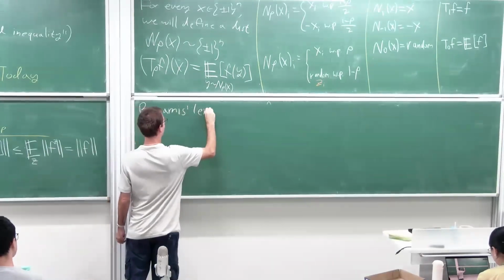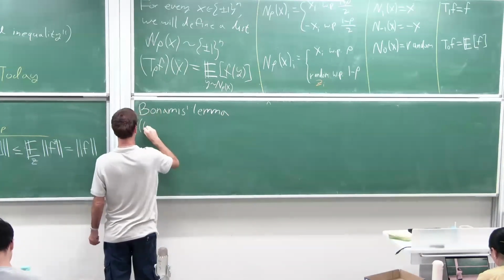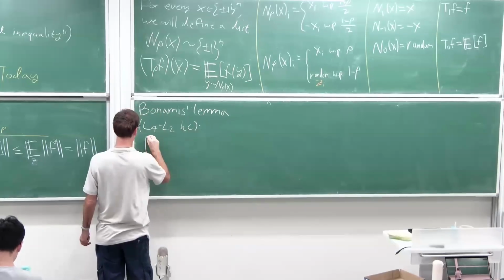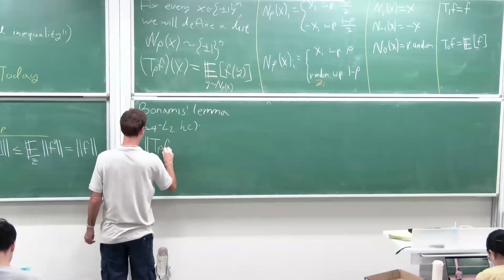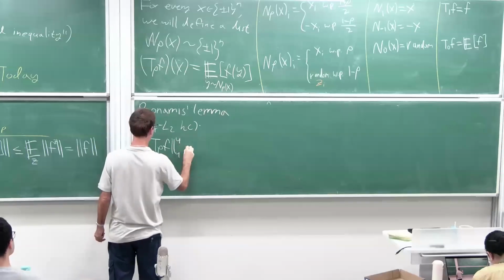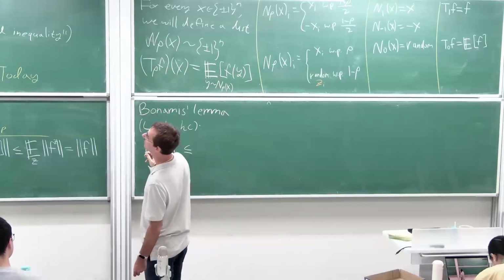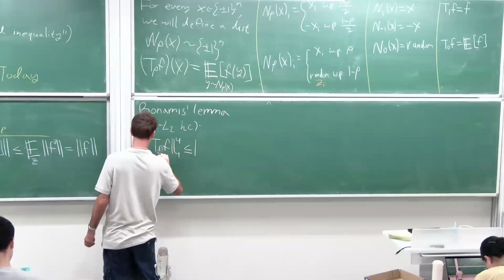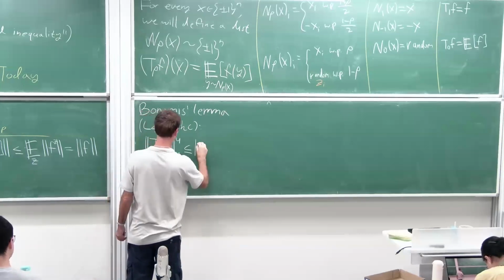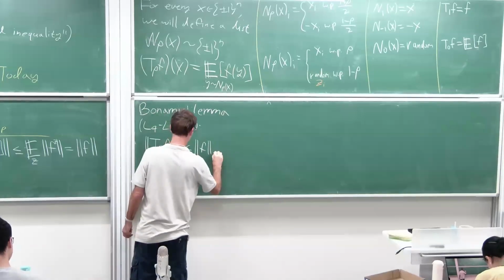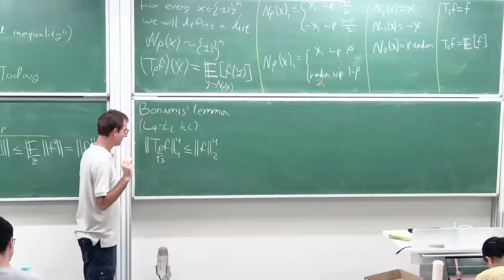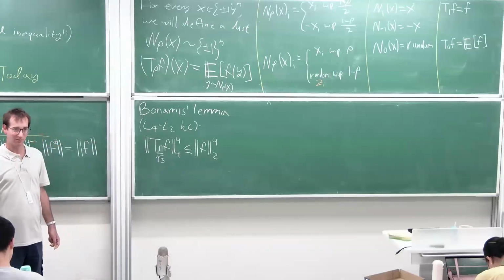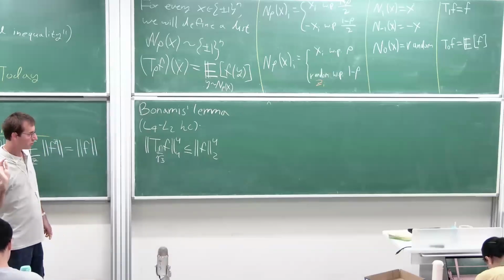Bonami lemma, which is also L4, L2 hypercontractivity. So T_rho f, with rho equal to 1 over square root 3, has 4-norm to the 4 at most the 2-norm of f to the 4. This is true for every function f on a hypercube of any dimension. Then we are going to prove it by induction.